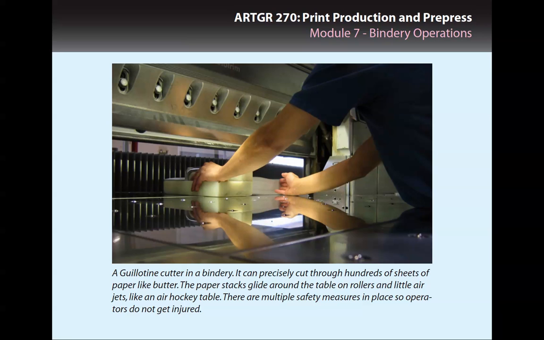On this screen here, we have a photo of a guillotine cutter. We all saw one of these in action at Lithex when we were on the tour. You can see the operator putting paper underneath the knife blade, and they're using a metal or a plastic block to jog all the paper squarely together. But if you recall, these cutters can cut through hundreds of sheets of paper very precisely and just cut through like butter. So pretty neat machines.